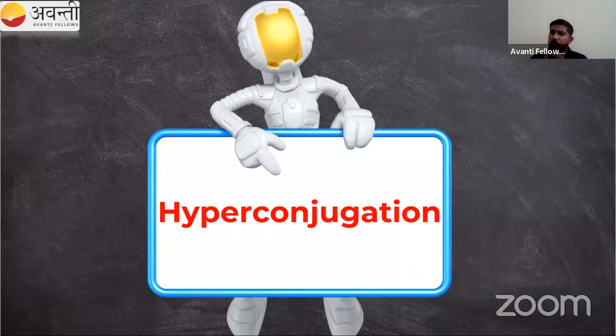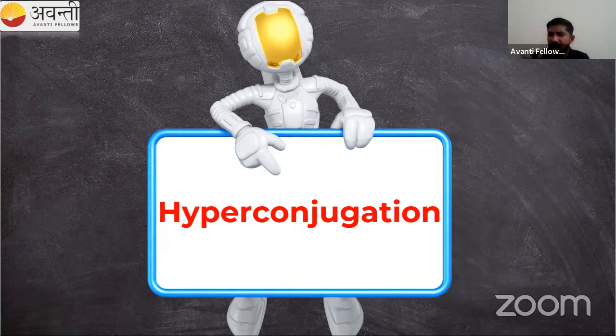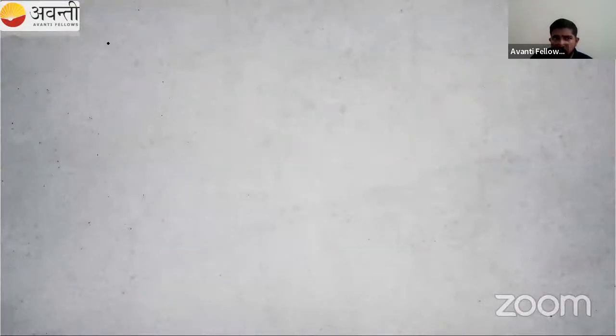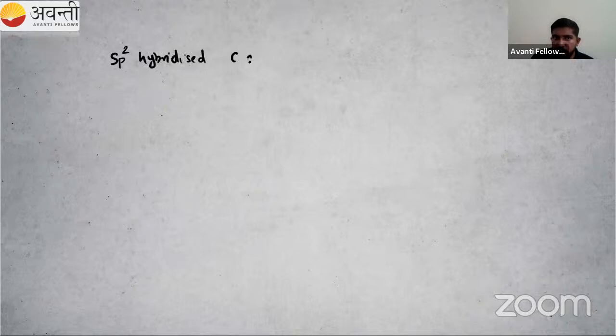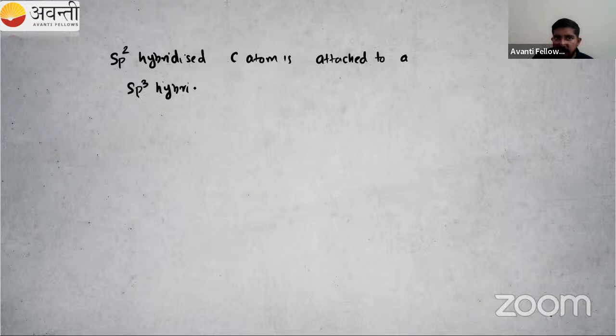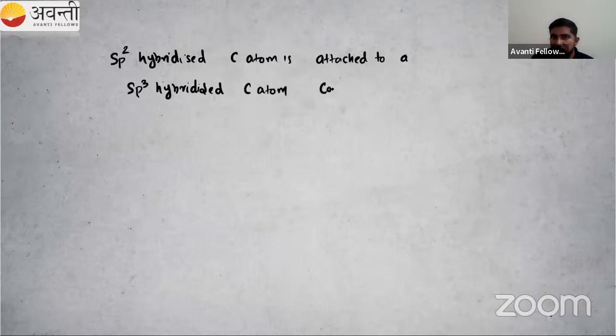So first, the electron displacement effect we have studied. The second one is hyperconjugation. Very big name, right? So what is this hyperconjugation? We will just start the hyperconjugation. Hyperconjugation means an sp2 hybridized carbon atom is attached to an sp3 hybridized carbon atom containing a C-H bond.